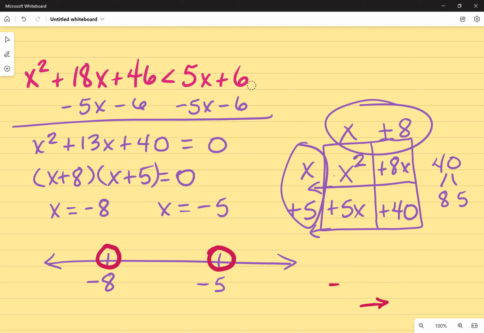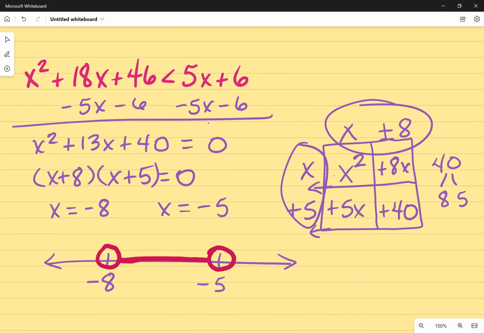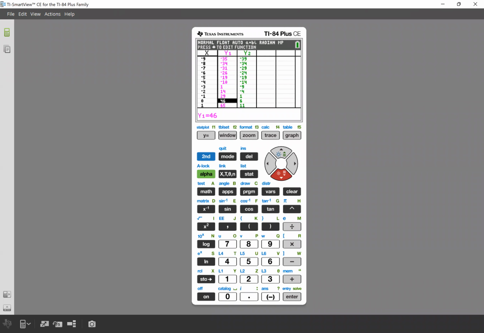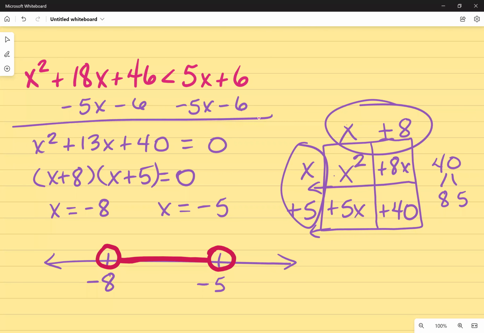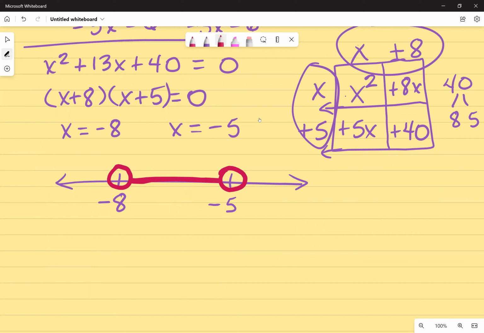All right, so I already know that any number that's in between negative 8 and negative 5 is going to work. And just to help you out, let's find some random number that's after negative 5. 0. So is 46 less than 6? Now this one is, no, that's not true. So we know that it's not going to be shaded on that side. Based off of what we have shown on our graph, we can now say that negative 8 and negative 5 will be on the outside. X will be sandwiched in between.